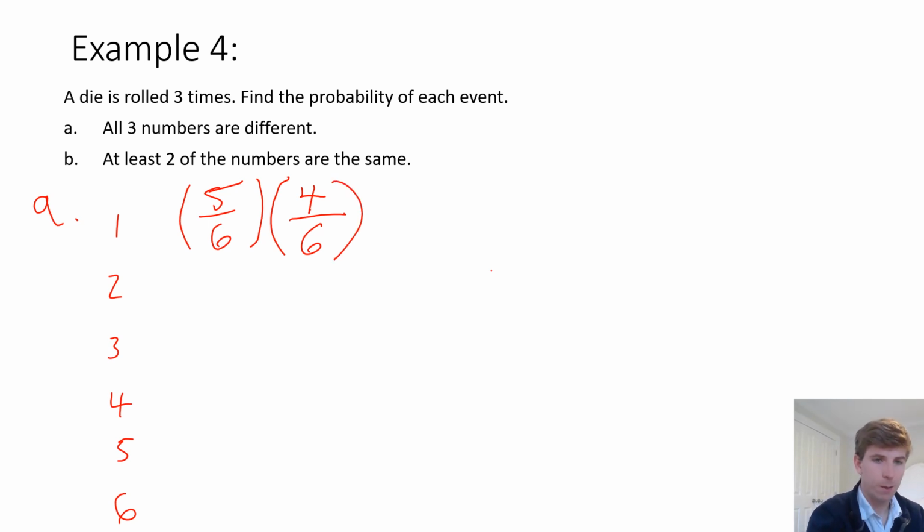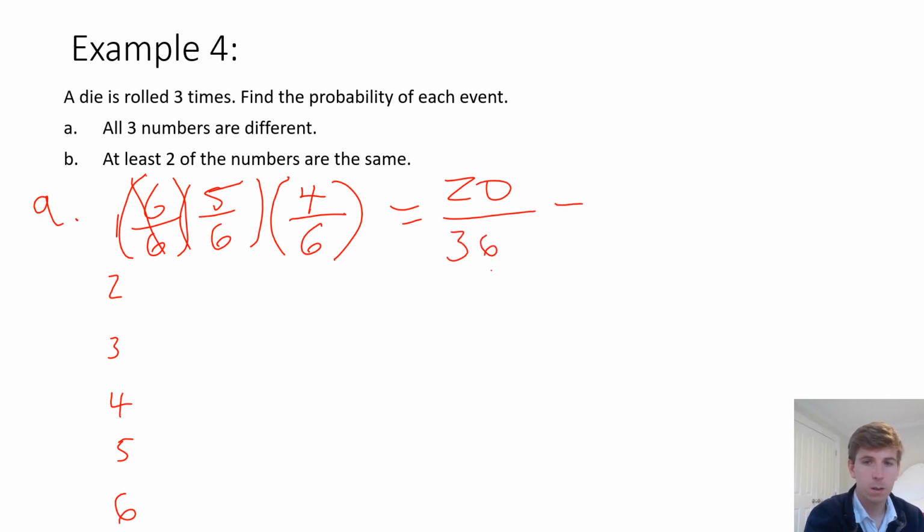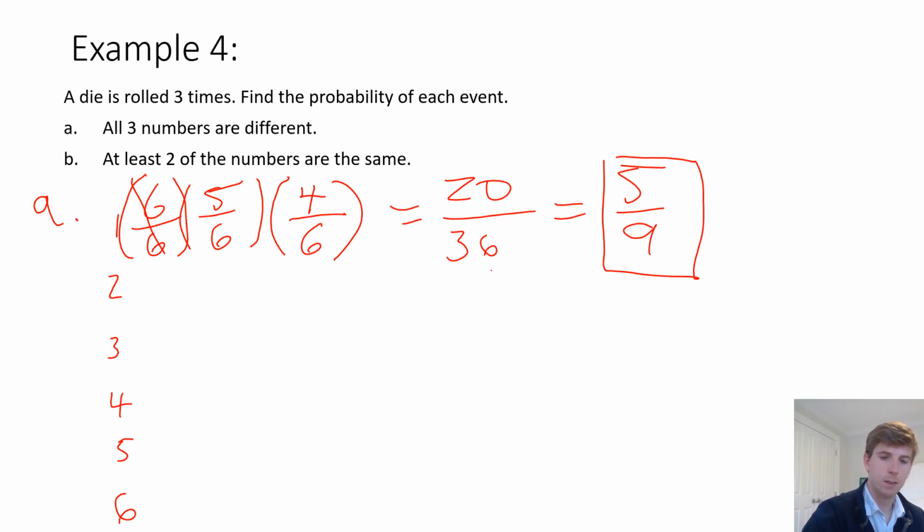We can roll anything on the first time. Really, I can call it 6/6, which is just 1. For the second roll, we have 5 options, because now we cannot roll what we did on the first time. So now it's 5/6. There's still 6 total outcomes. For the third roll, now we only have 4 options because we cannot roll what we did on the first 2, but there's still 6 total. So that is 20/36, which simplifies down to 5/9.